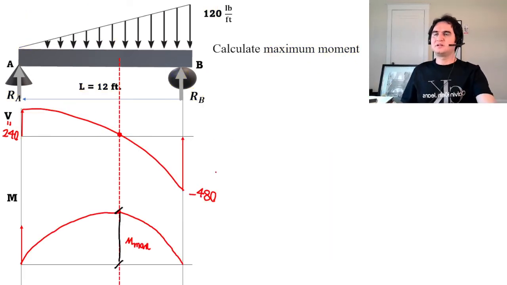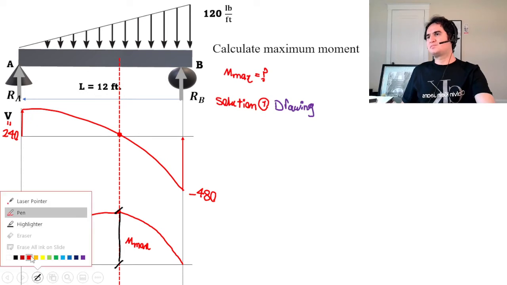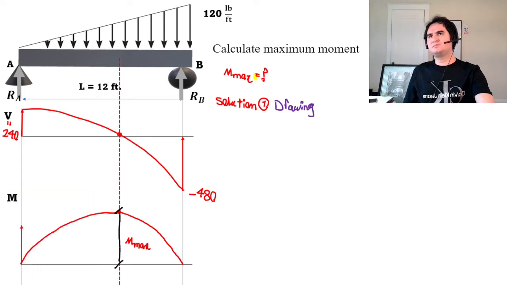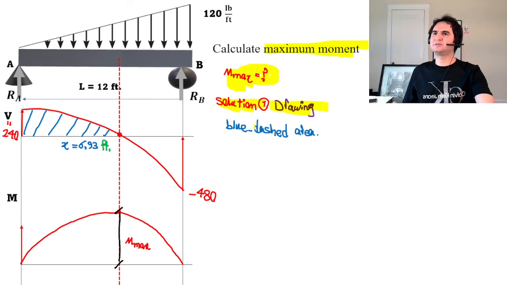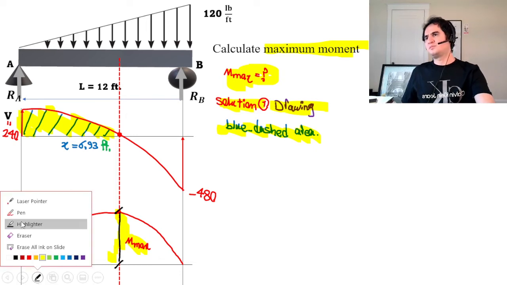So the approach for getting the maximum moment, which we were looking for from the beginning, is solution one. We can get it from drawing. So for example, the blue dashed area, which is this part, is the amount of maximum shear.